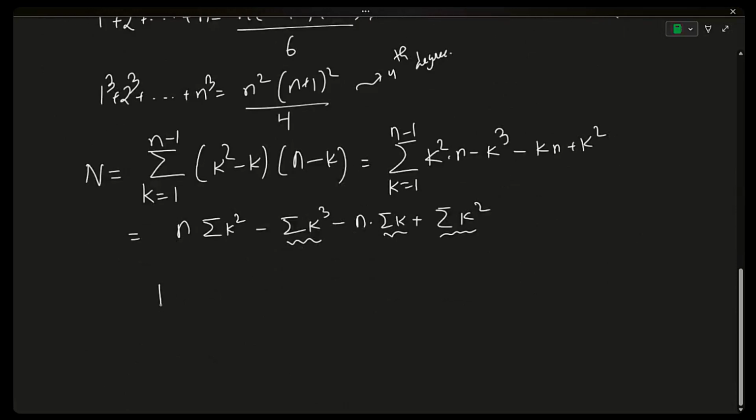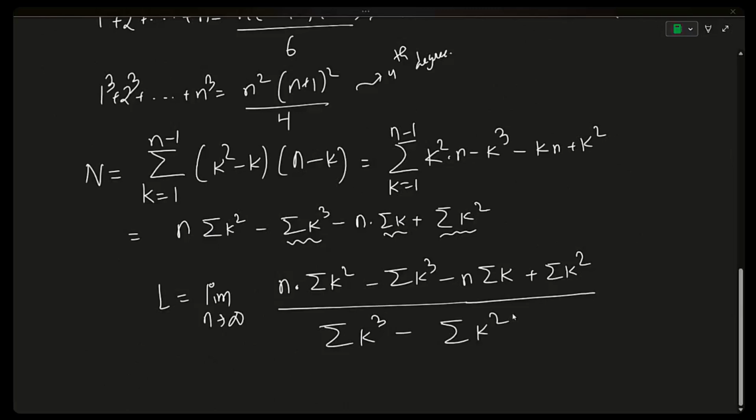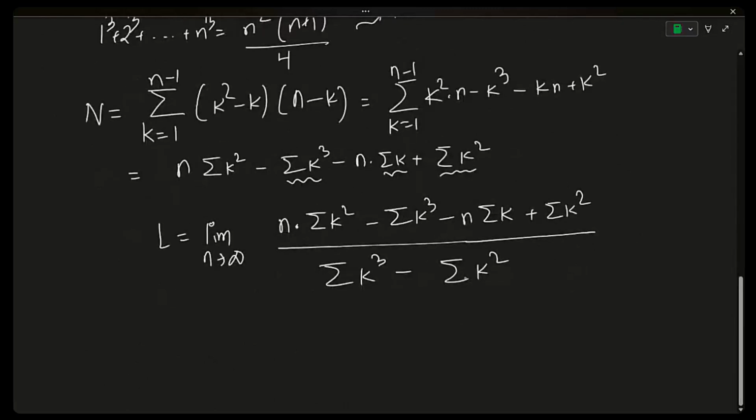So my limit is nothing but limit n tends to infinity. If I could write it like this, numerator is going to be n times summation of k square minus summation of k cube minus n times summation of k plus summation of k square, and denominator is summation of k cube minus summation of k square, right? So if you notice, if I am going to divide by the highest power of n, which means it is the same as dividing by the highest term, which is summation of k cube.